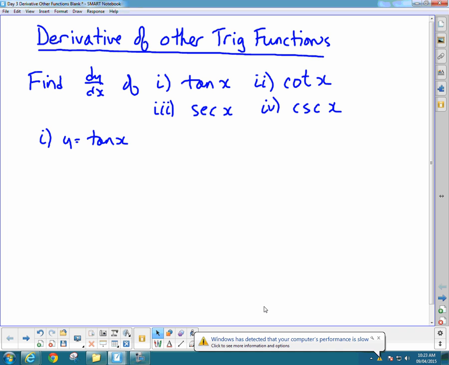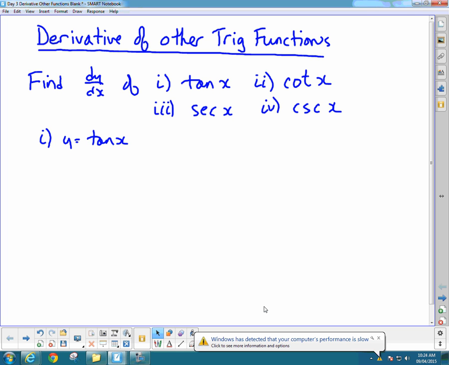Okay, last day you may or may not have seen the proof of sine and cosine. It was a big, long proof. Once we know the derivative of sine and cosine, the other derivatives are much easier. So these ones I might expect you to be able to do. So that's why we'll want to pay close attention here.